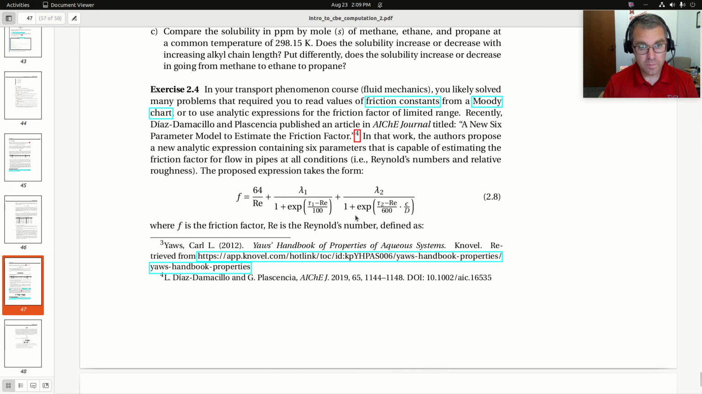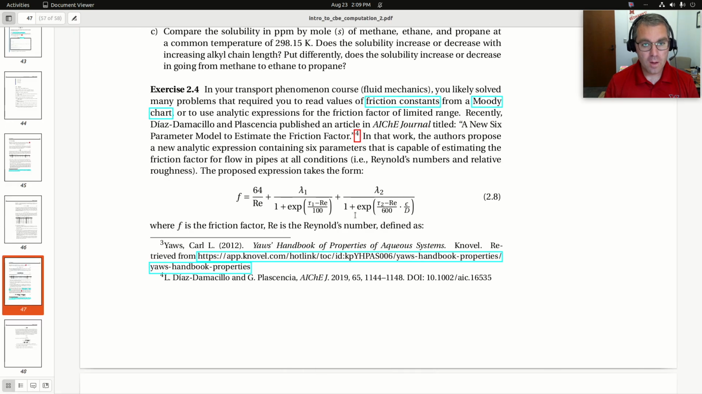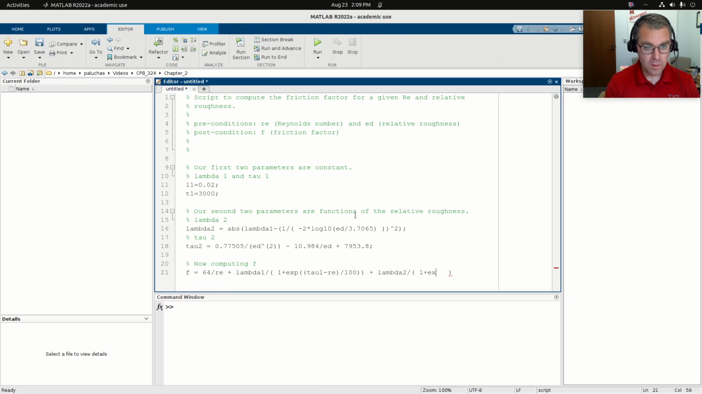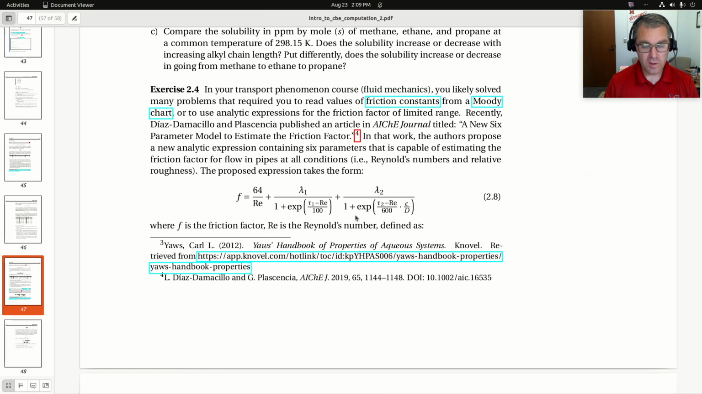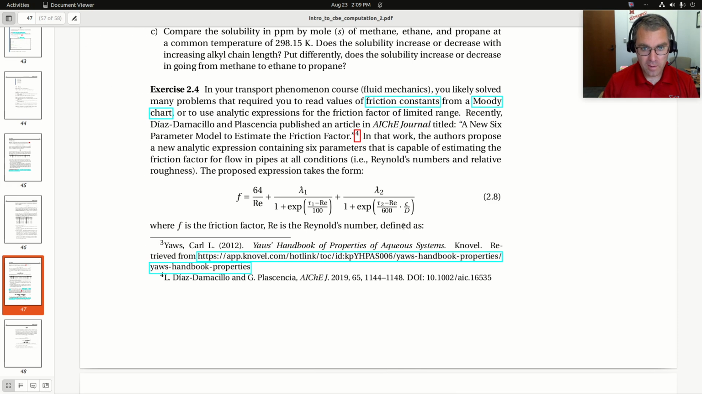Then term 2 is going to be similar. So let's do it. Term 2 is going to be lambda 2 divided by, and I'm going to put a bunch of extra spaces in there, 1 plus exponential. Within the exponential, let's do it just as we have it written. In the numerator, it's going to be tau 2 minus Reynolds divided by 600.